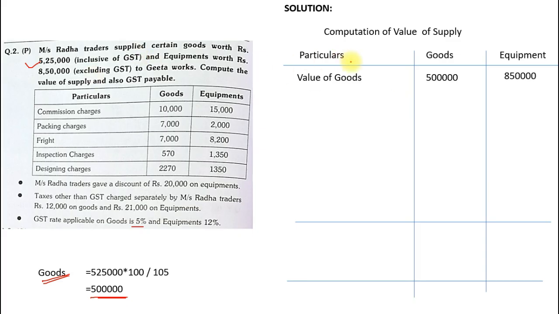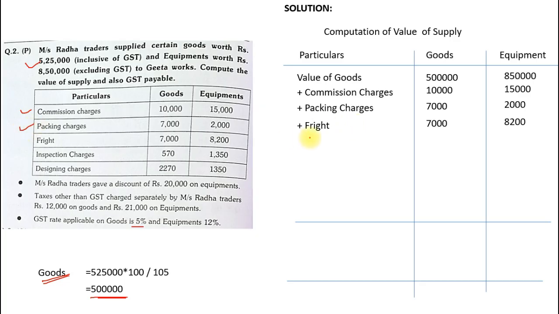Equipment was excluding, so we take 8,50,000 as it is. Now one by one, commission, yes, it gets added, 10,000 and 15,000. Packing charges, yes, again that will get added to your bill, 7 and 2. Freight 7 and 8,200. Inspection charges 570 and 1350, and designing charges 2270 and 1350. All these were added. Next, discount will come later also. We will skip it right now.